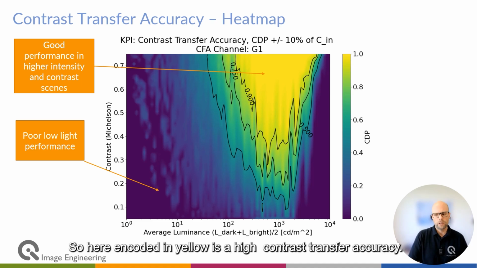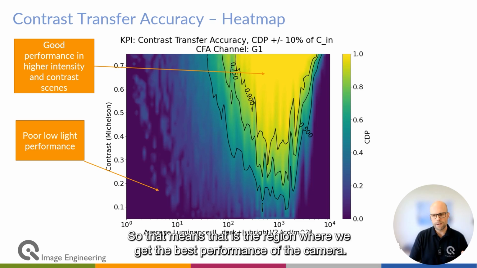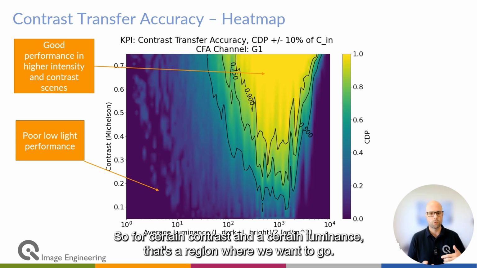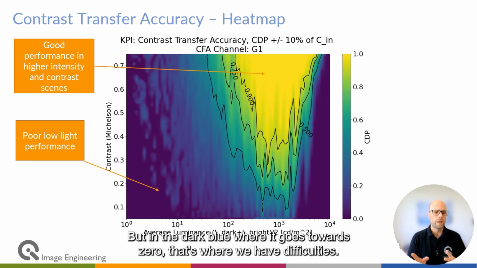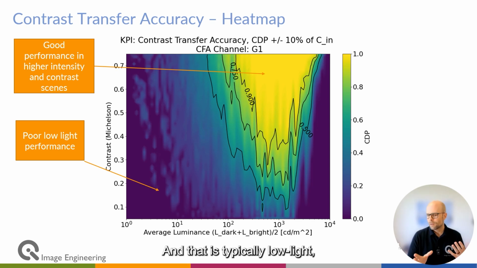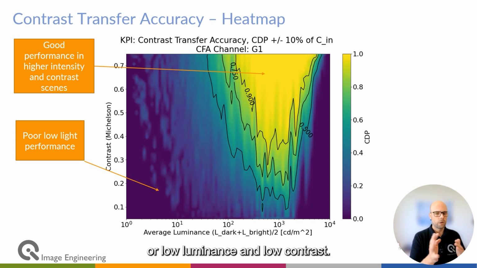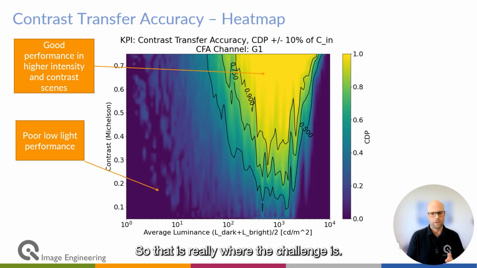Here, encoded in yellow, is a high contrast transfer accuracy. That means it is a region where we get the best performance of the camera. So for a certain contrast and a certain luminance, that's a region where you want to go. But in the dark blue, where it goes towards zero, that's where we have difficulties. That is typically low light, so low luminance, and low contrast. That is really where the challenge is.